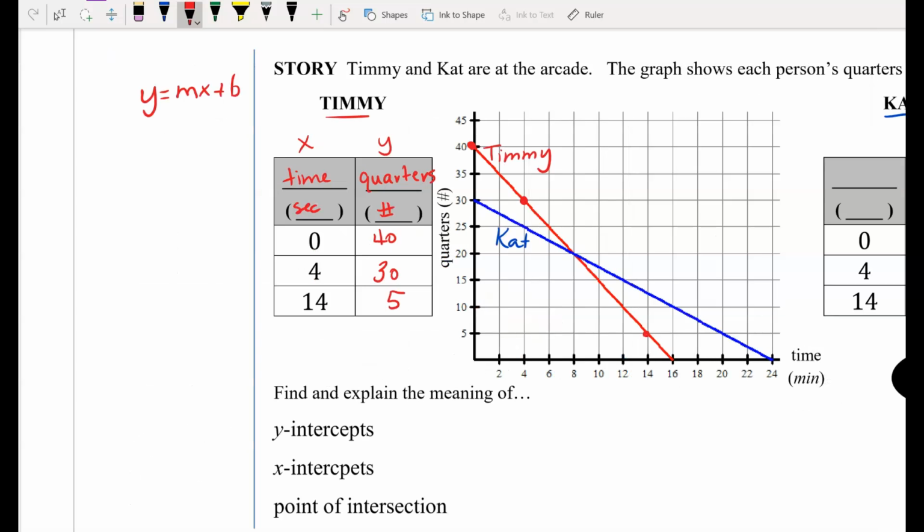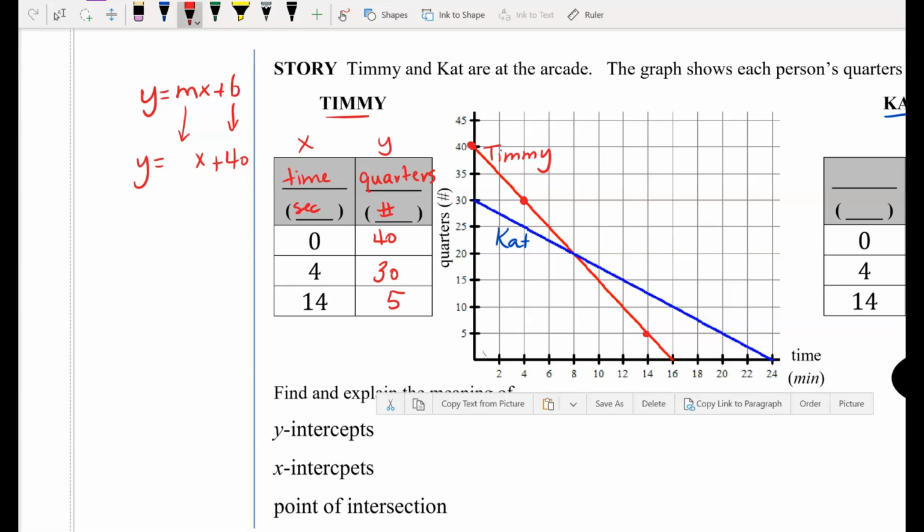Let's write an equation for that line. He started with 40 quarters, that's our y-intercept, which is our b in our template for a line. So we're going to put plus 40. The x stays in our equation, and we need to substitute for the slope. The y is going to stay in our equation as well, so we just need to substitute for that slope.